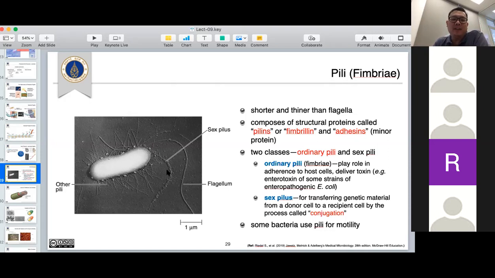If they produce the tunnel protein and the diameter of the tunnel is quite big, they probably have a chance to transfer some genetic material across the tunnel. That tunnel is called pili. Okay, particularly sex pili, right? That's pili and fimbria.